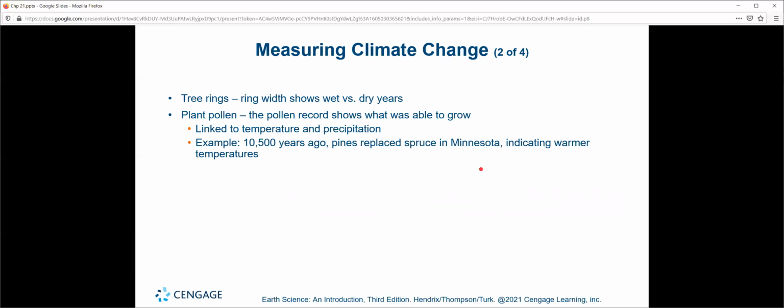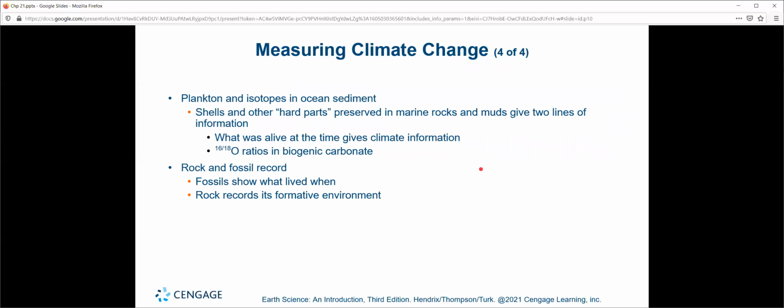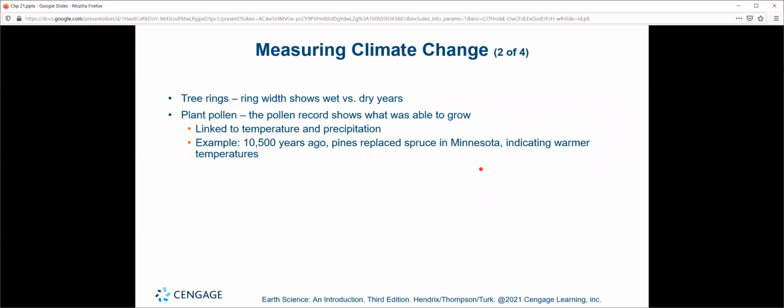Likewise, plant pollen records are able to show these things as well. They're linked to temperature and precipitation. You have more plants when it's wetter, when it's warmer out, so you get more pollen. An example here being some 10,000 years ago, pine trees replaced spruce in Minnesota, indicating warmer temperatures. The type of pollen and the amount of pollen present in these lake bottoms, usually in bogs, was saved in the rock record, and can tell us a lot about the environment that was present, and that environment therefore dictates the climate that was at that spot.